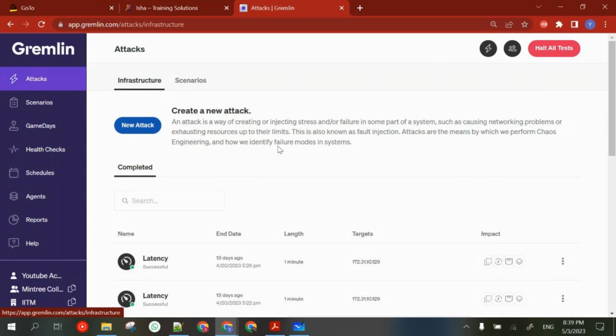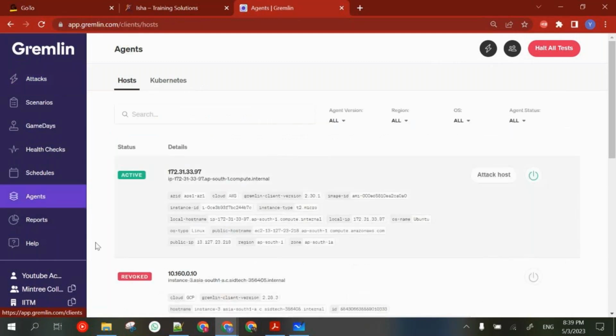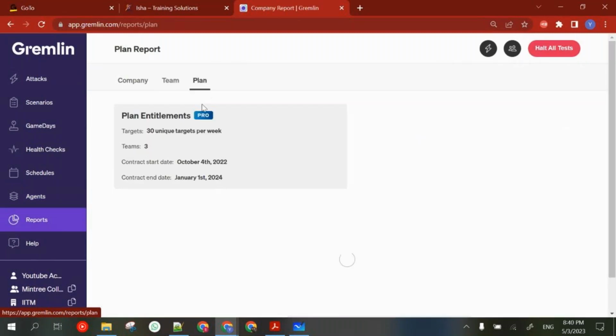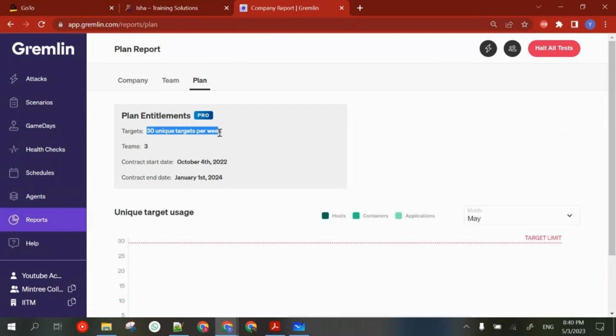It's based on the targets. For example, here we have a target limitation of 50 targets, or 30 targets. Based on the targets, if you have 100 targets, the price will increase, and the per-target price will come down. I will explain what these targets are and how you configure everything.